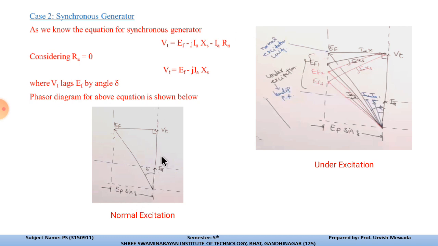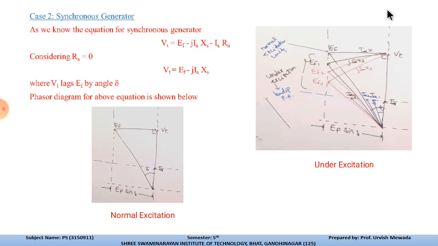So these are the modes of excitation. This is the normal excitation, this is the under excitation. This diagram is similar to the synchronous motor, but the only difference is that you get this vector diagram in the third and fourth quadrant. Over here you can see this is the phase angle, or power angle, delta, which is between Ef and Ia. Vt is the terminal voltage, and Ef is the voltage generated.